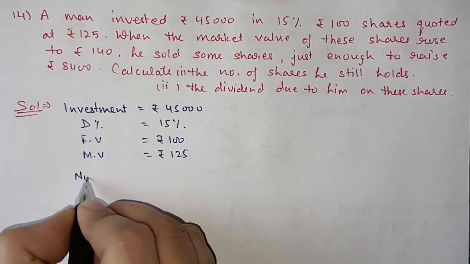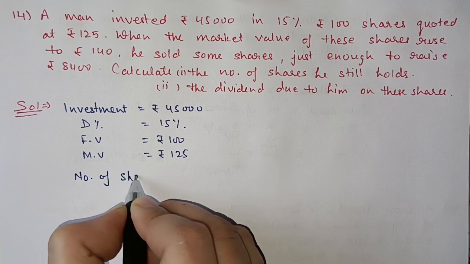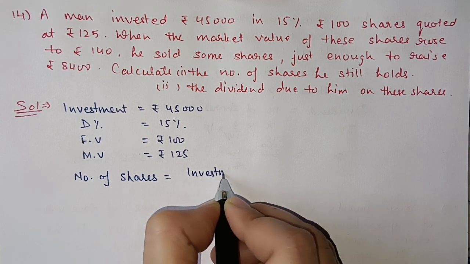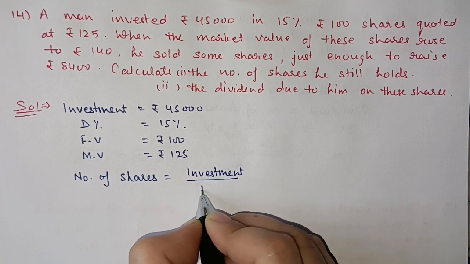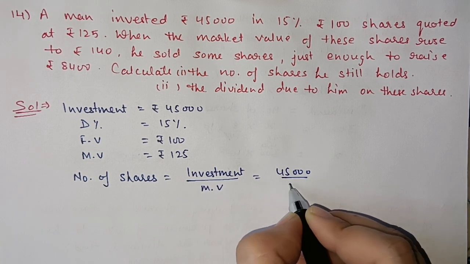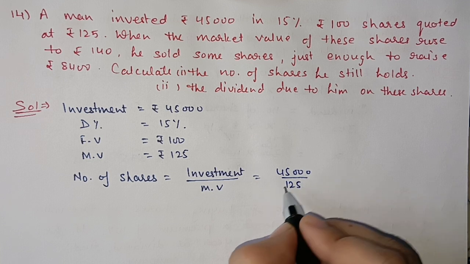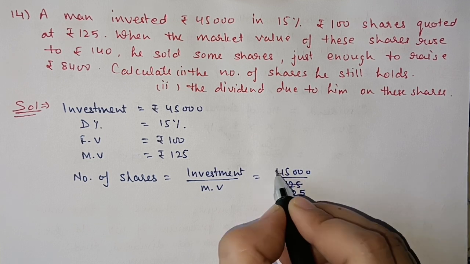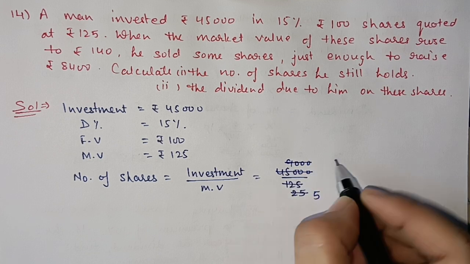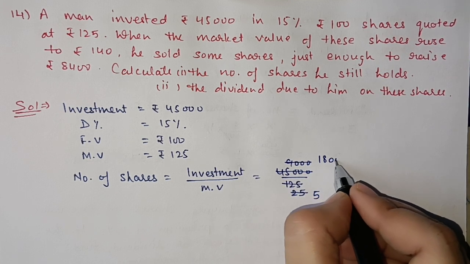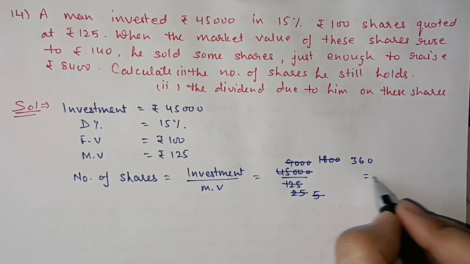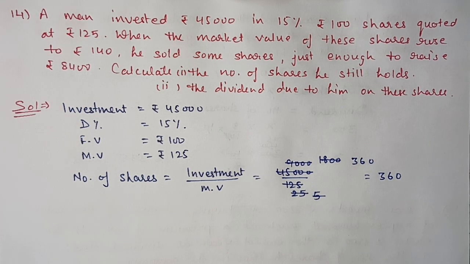So number of shares is equal to investment upon market value. Investment is 45,000 upon 125. 125 times 5, 9,000 times 5, 1,800, then 5, 360. He is having 360 shares total.